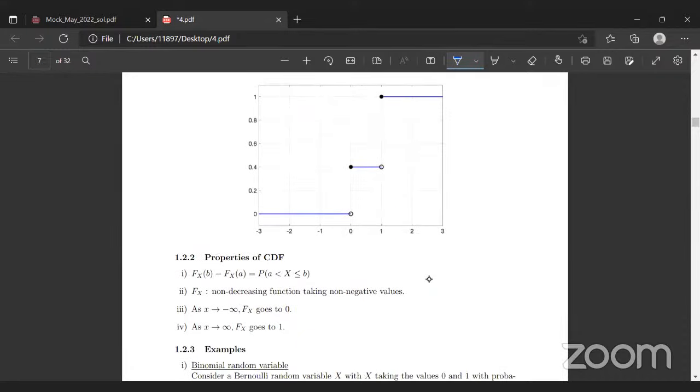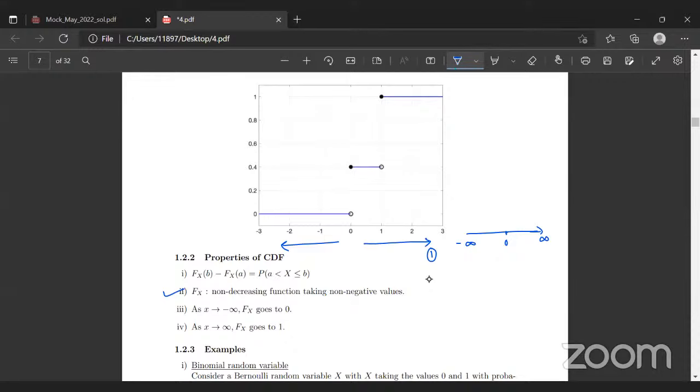Now, there are a few properties that the CDF should satisfy. The first property is that the CDF should be a non-decreasing function. As x approaches minus infinity, the CDF should go towards 0. And as x approaches infinity, the CDF should go to 1.